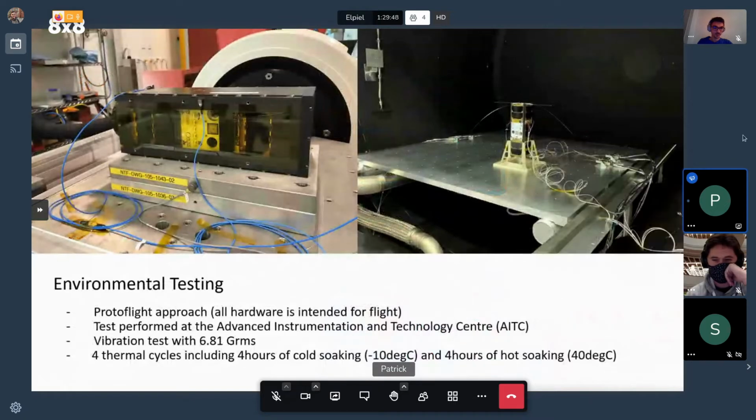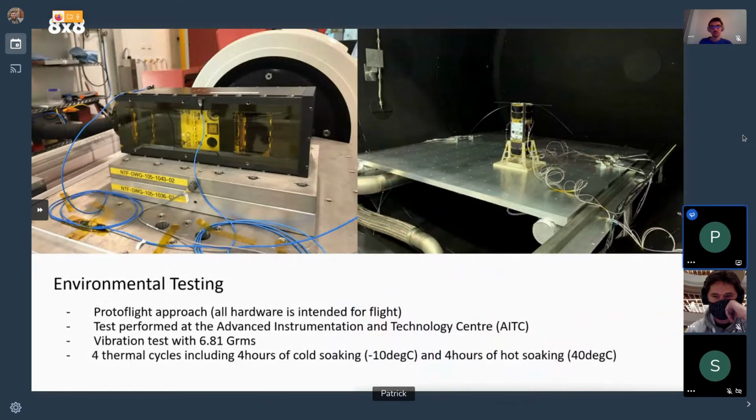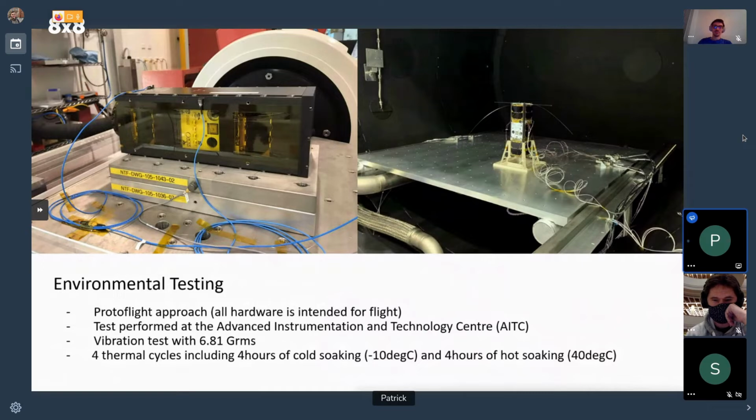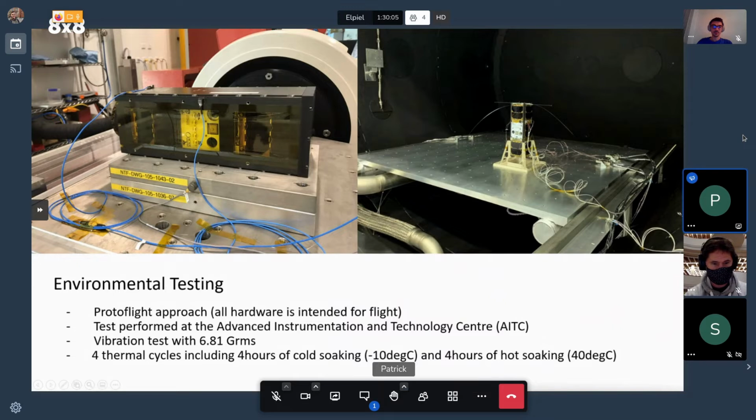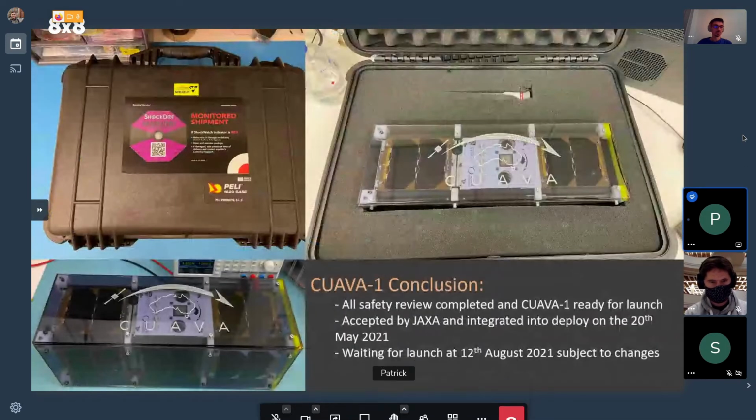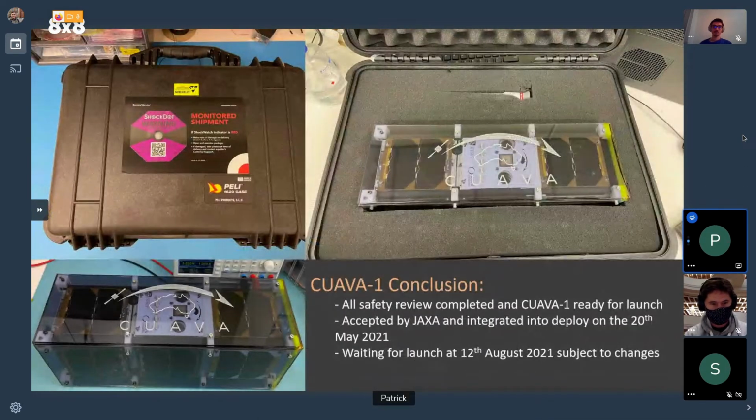We obviously then also did some environmental testing with our satellite, and everything was integrated. That was at the AITC in Canberra. Did the necessary vibration tests and the thermal cycles there. And that's our satellite ready for shipment. That was now half a year ago.